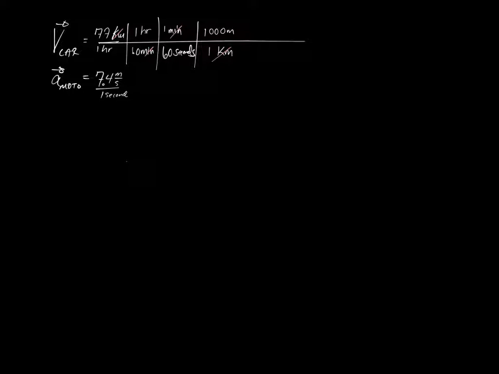Minutes. Oh yeah, seconds is what I want. That's good. Hours. So the units I'm left with are the units I wanted. So now I've got about 21.4 meters per second. That's 77,000 divided by 3,600. Okay. So now I have consistent units.